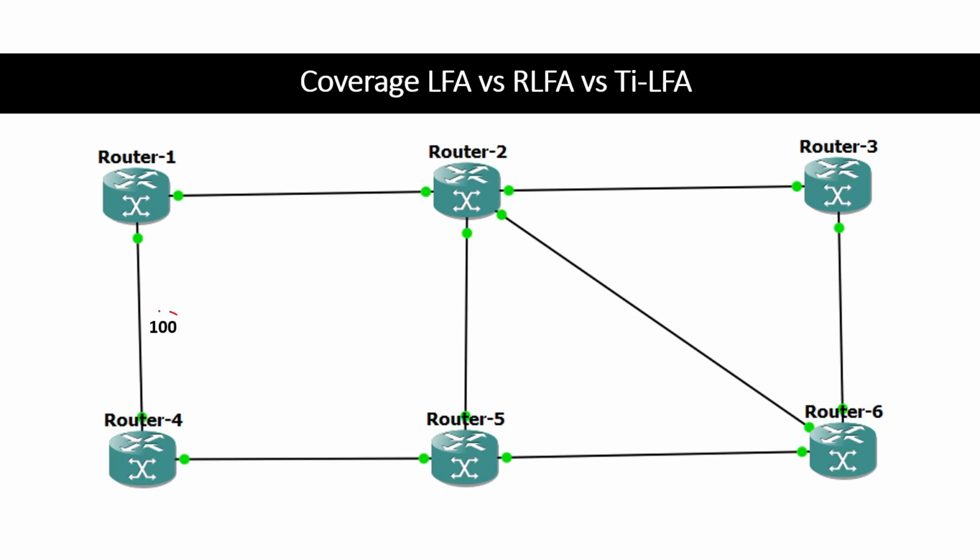So here I have increased the metric so that all the prefixes go via this path which we are trying to protect. So all of R4, R2, R5, R6 and R3 are going via this path. So we should get the coverage for all the prefixes. Let's see how the coverages are.